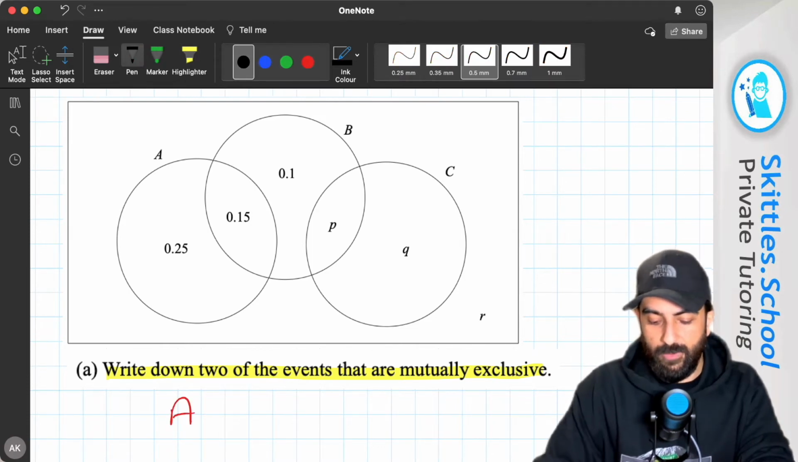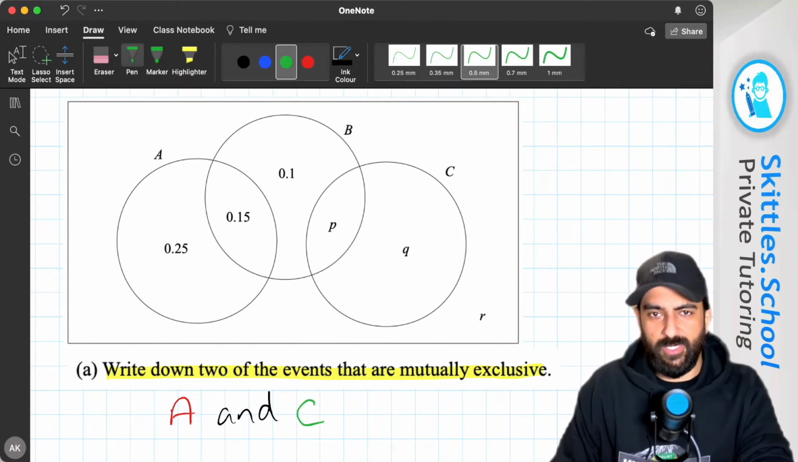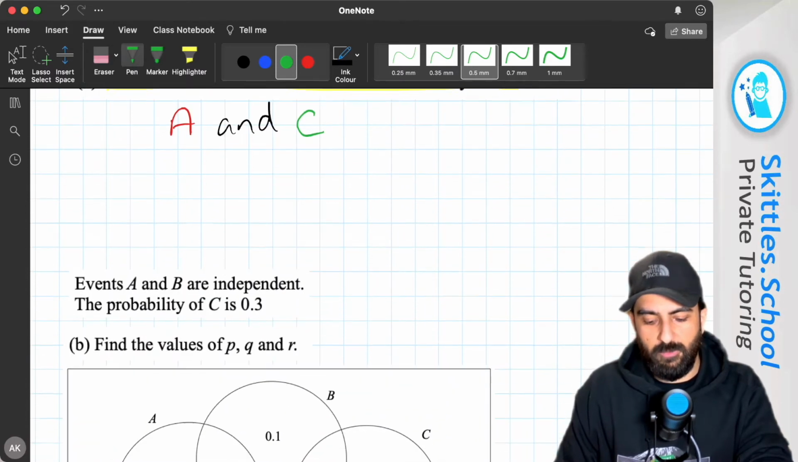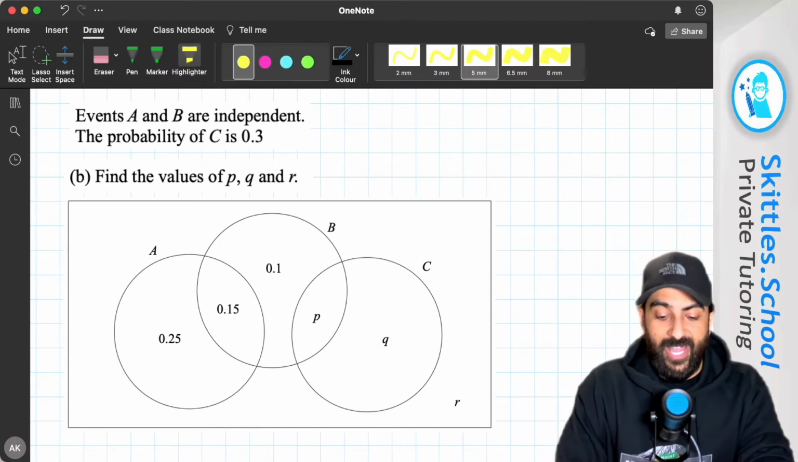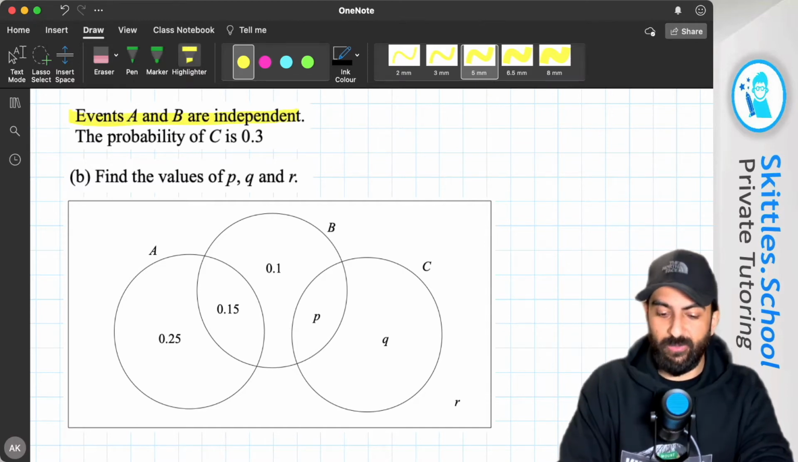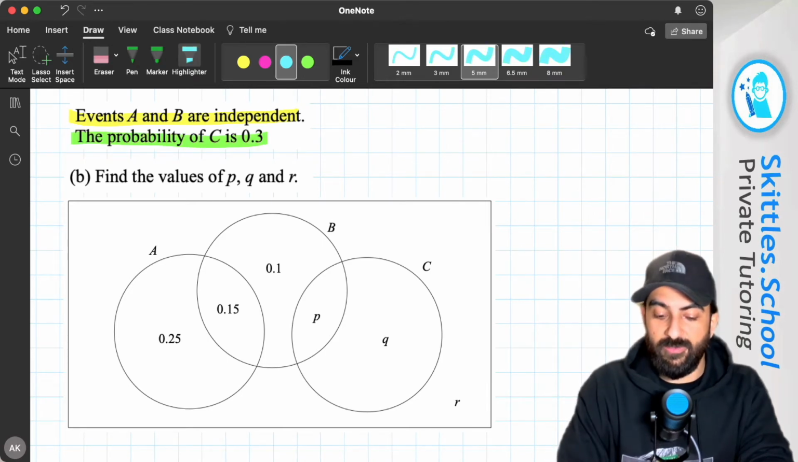So A and C. Okay, let's have a look at the more information that we're given by the question. Events A and B are independent, and that's a key word. We also have the probability of C, which is 0.3. And the question wants us to find the values of P, Q, and R.